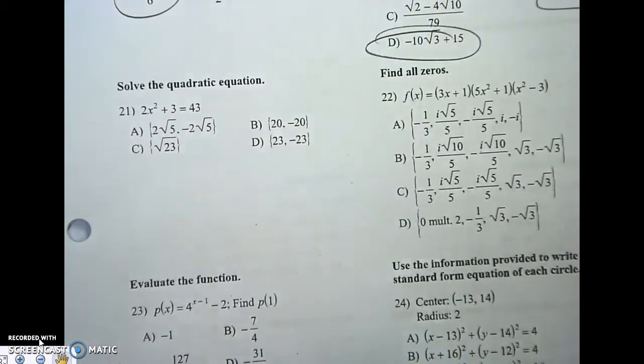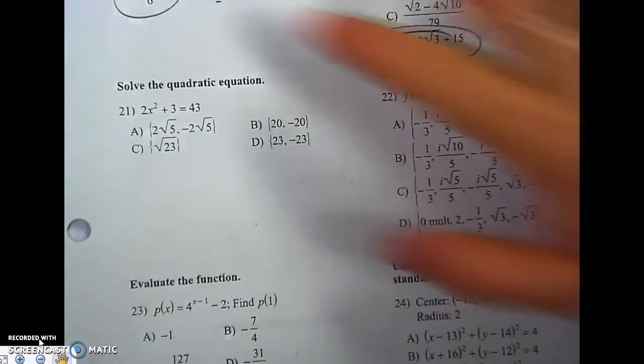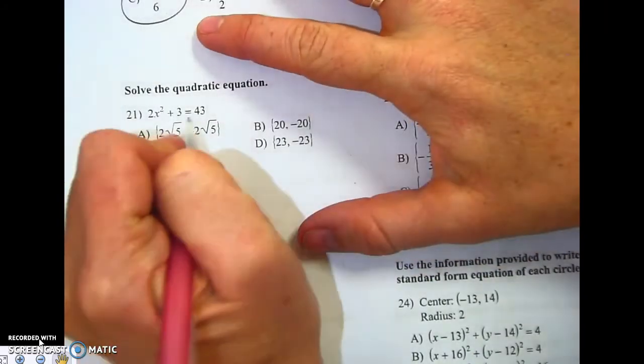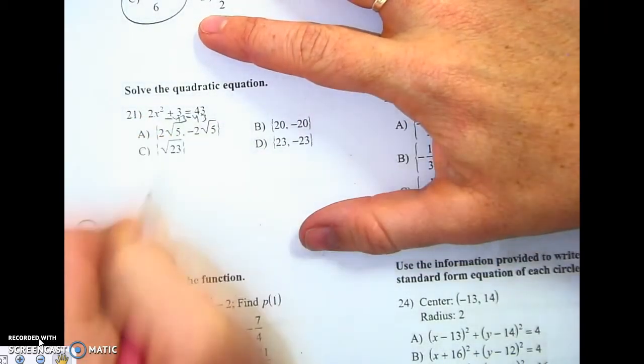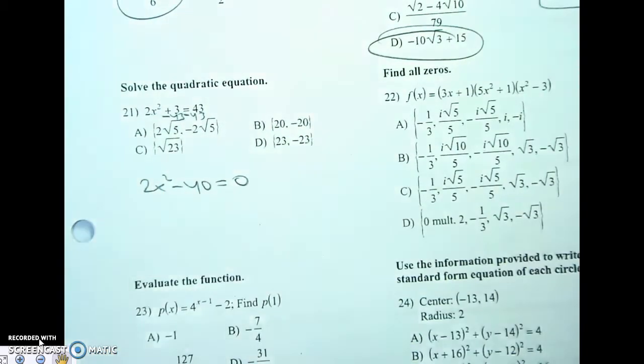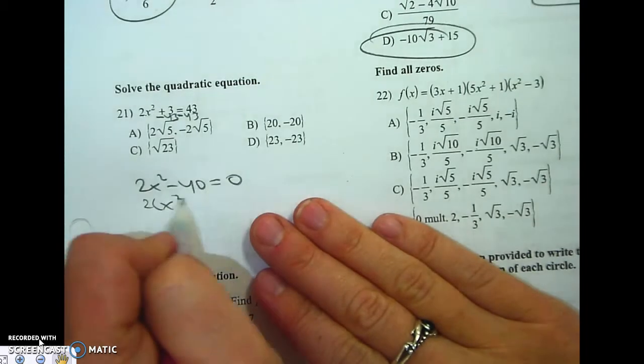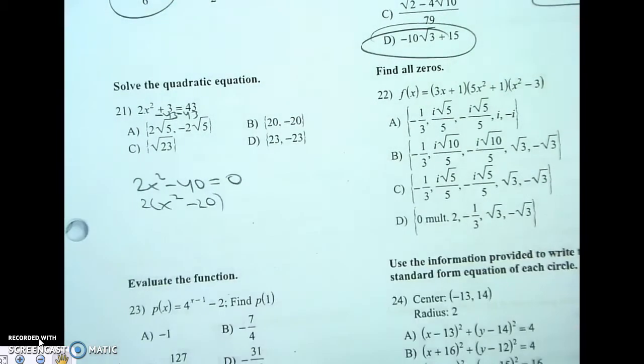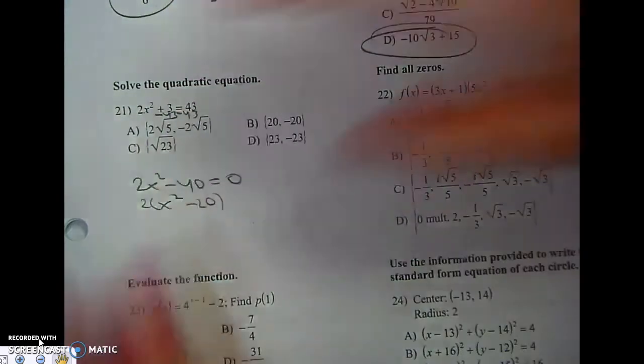Number 21. When I look at number 21, there are several ways to do it. I could actually set it equal to 0. So I could subtract 43, and I'd be left with 2x squared minus 40 equals 0. And then I could take out a 2. But the problem with this is it isn't lending itself to what I want.